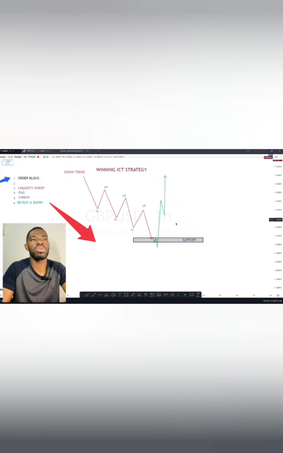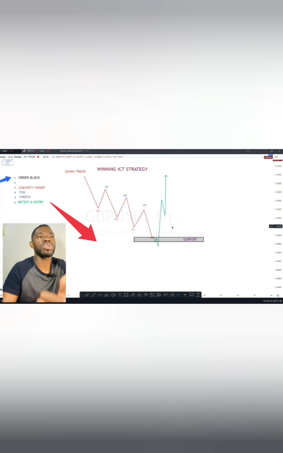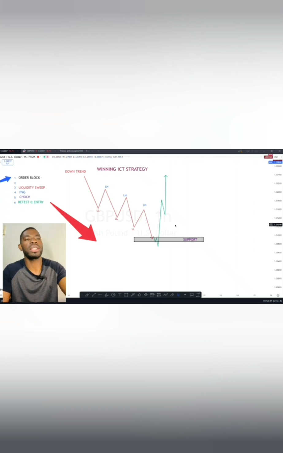Definitely at support, you are supposed to be looking to buy, okay? But you have to wait for certain confluences to be sure, or to be at least on a better side, to increase your chances of winning. You cannot be 100% sure in the market, but to increase your chances of winning, you have to wait. You have to trade like the institutions. You have to trade like the banks. You have to know where liquidity is. You have to identify support. You have to identify order blocks. You have to identify liquidity before you can take your decision. All those confluences have to be in place.